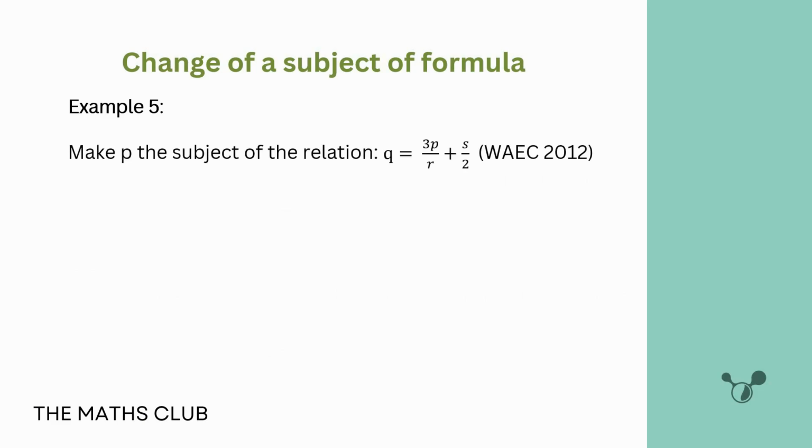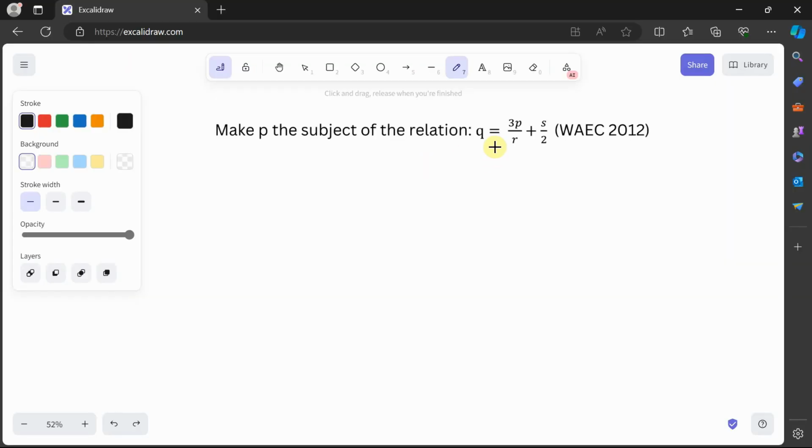Next example says that we should make p the subject of the relation q is equal to 3p over r plus s over 2. I want you to pause the video and try this out yourself. Welcome back. Let's solve it together. So as always, we'll take anything that does not have to do with p to the other side. This s over 2 does not have anything to do with p. So that will be q minus s over 2 is equal to 3p all over r.